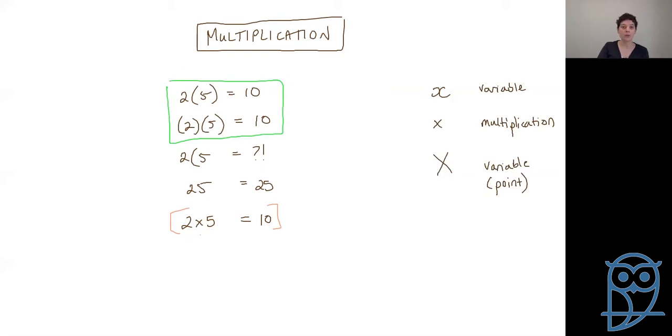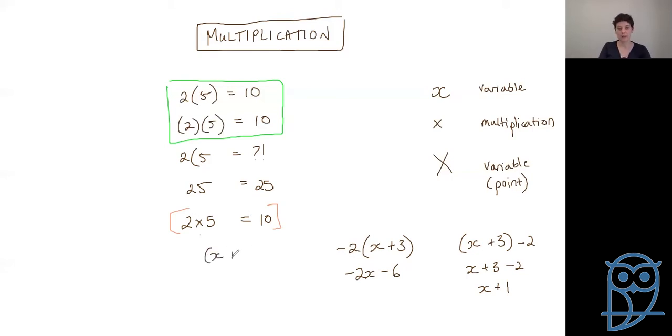Something else to bear in mind while we're on this little topic is that if you write minus 2x plus 3, this is minus 2x minus 6. If you write x plus 3 minus 2, then you've got x plus 3 minus 2, which is x plus 1. These are two very different things. If you write x plus 3 minus 2, then you've got minus 2x minus 6 again. So the difference is, did you include that multiplication or not?